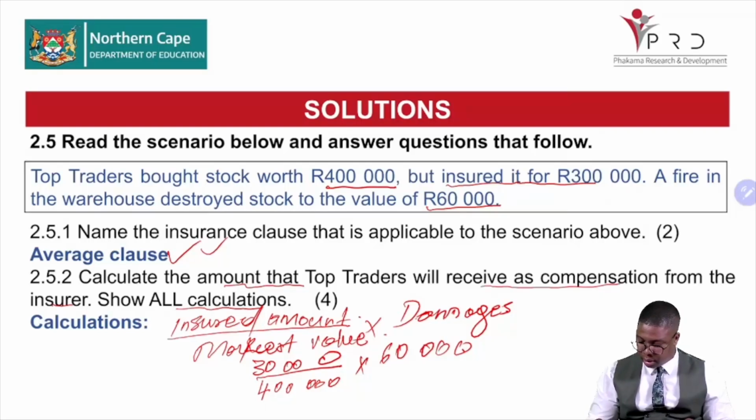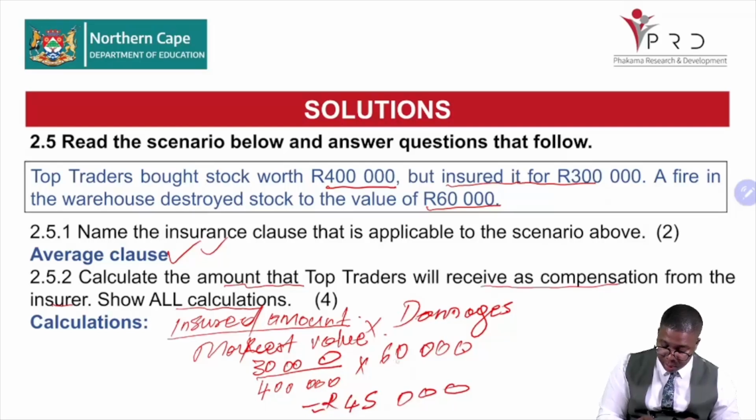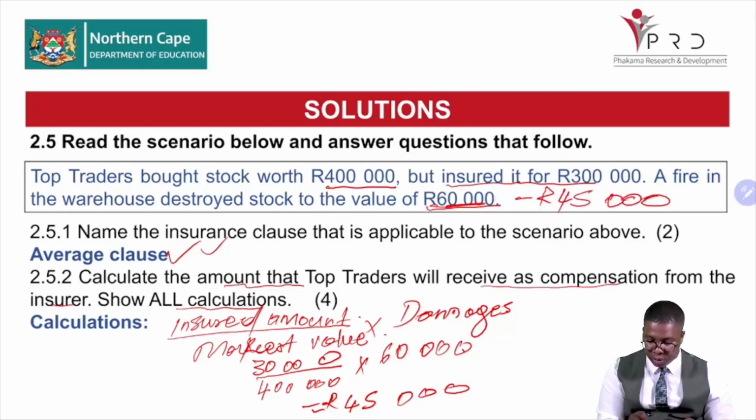multiply by 60,000. The answer is supposed to be 45,000. So as you can see, the total damage is 60,000, but Top Trader will only receive how much? 45,000. Now there's a shortfall here.